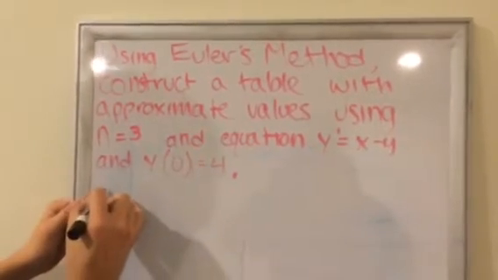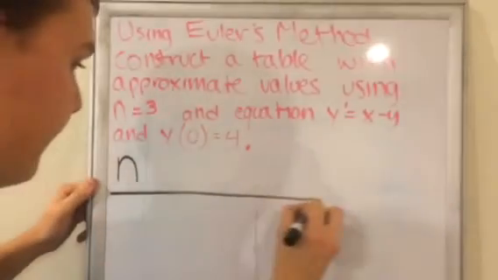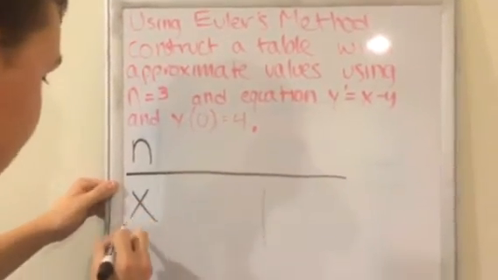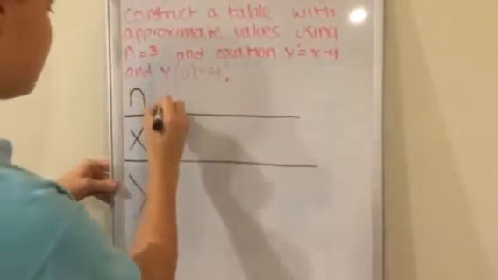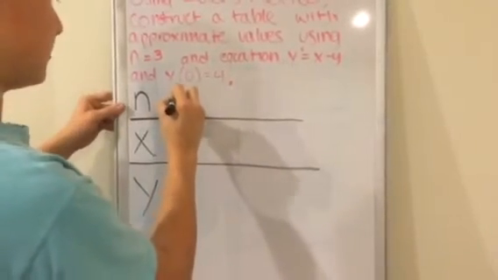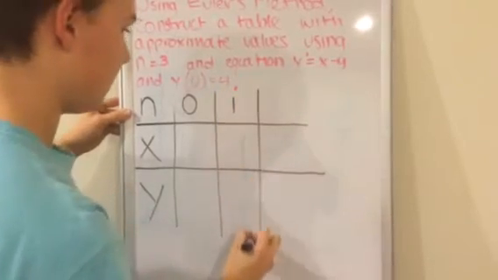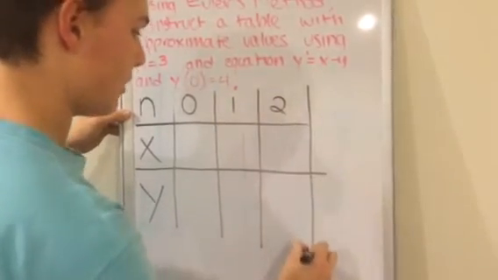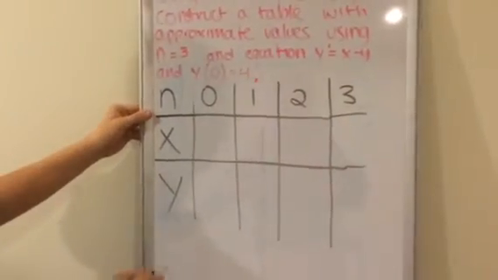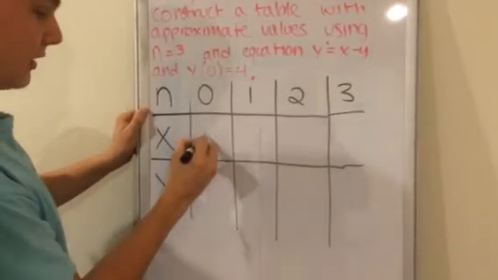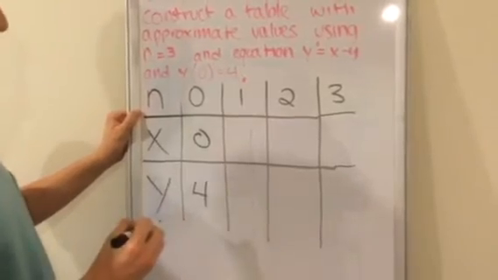So to begin with your chart, we have n, our x values, and our y values. So as we have here, we have when n equals 0, when n equals 1, 2, and 3. So starting off with our initial, we have 0 and 4.